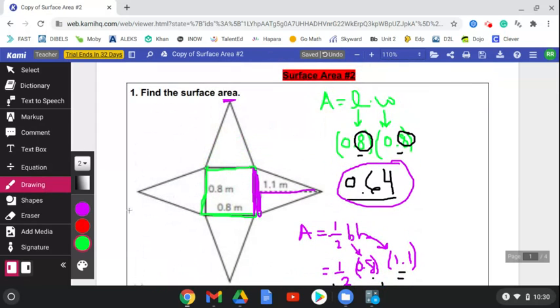Now, what would this figure be? It has one base, which is a square, and it has four faces that all would meet at one point.